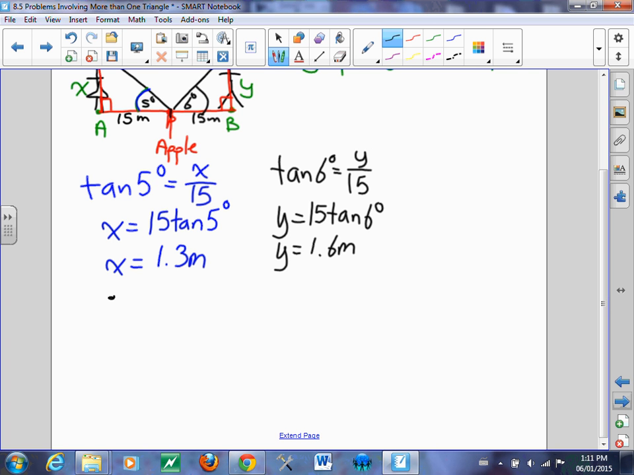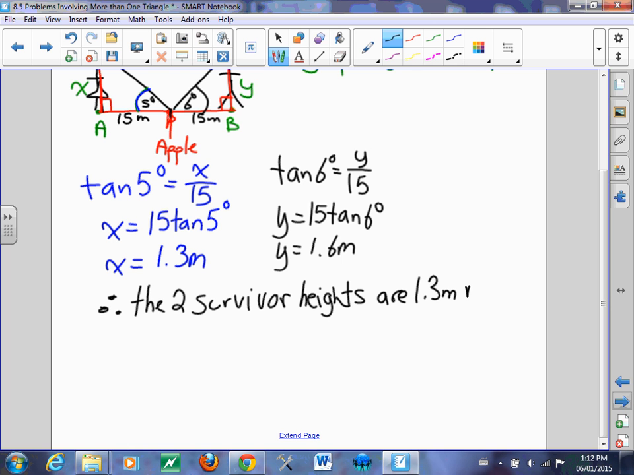So don't forget a therefore statement. Don't put therefore x equals and y equals. You say therefore the two survivor heights, or contestants if you want to put it down there, are 1.3 meters and 1.6 meters.